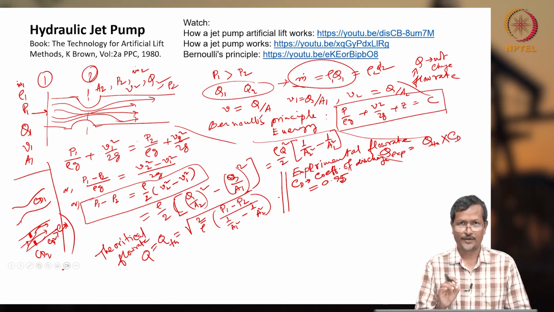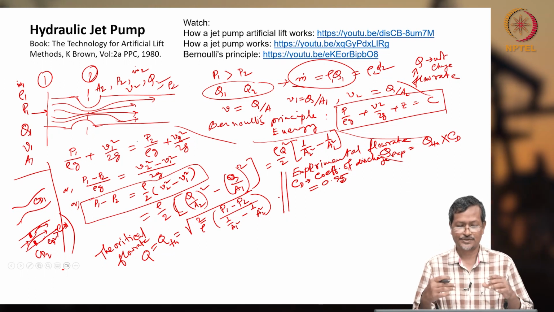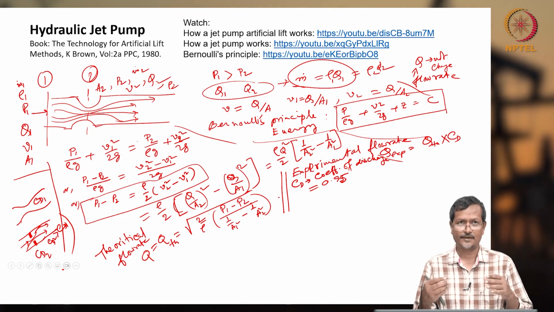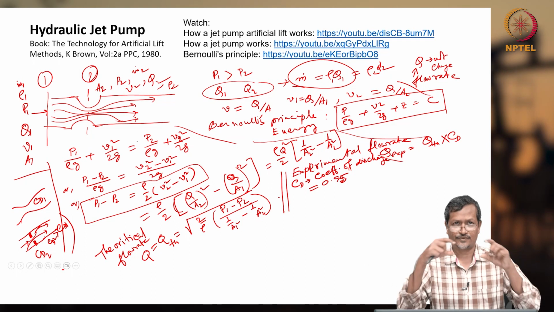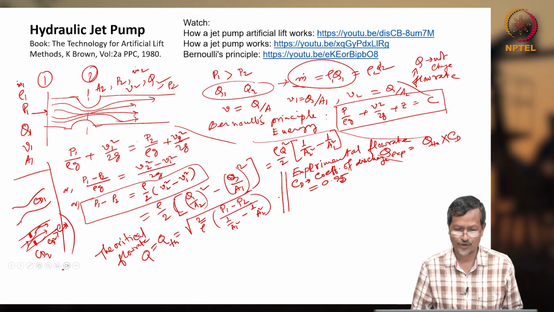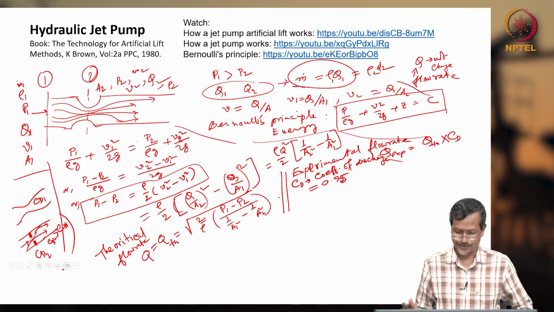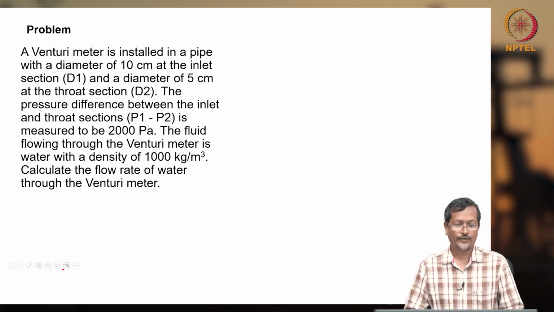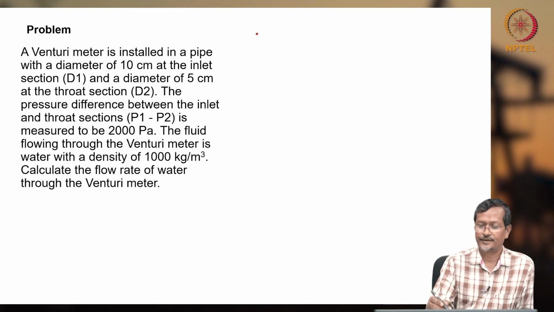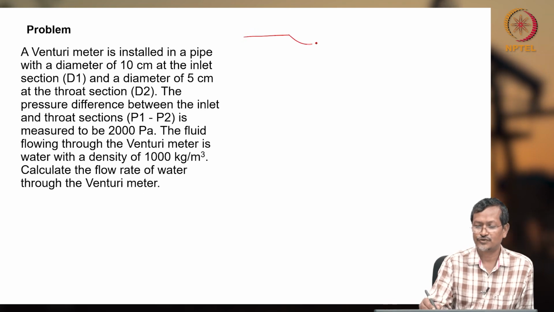But again, anyway, you are not destroying mass. So this is just practically how much flow rate you can get if you create restriction because of narrowing down your pipe or tubing. Based on that, we will try to solve one problem. Let's say we have one venturimeter like this, where you are creating a restriction.